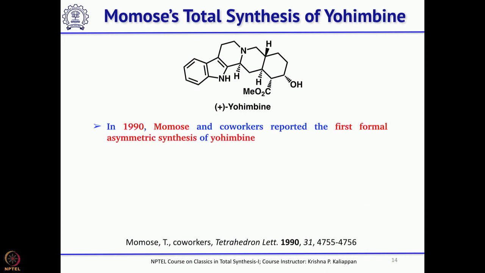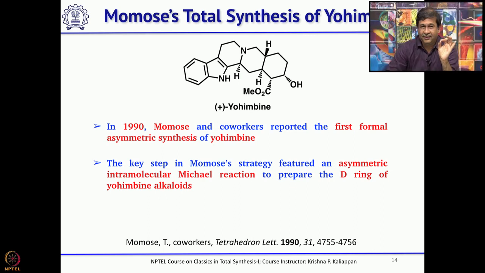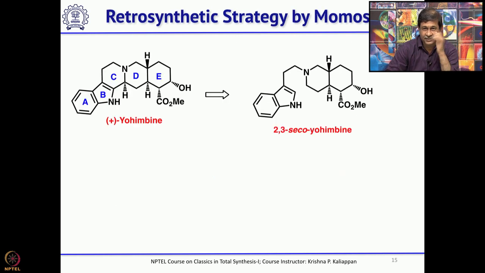It is an asymmetric synthesis, and he used an intramolecular Michael reaction as the key reaction to form the D ring, and that is where he introduced the chirality. Okay. So let us see how he synthesized.